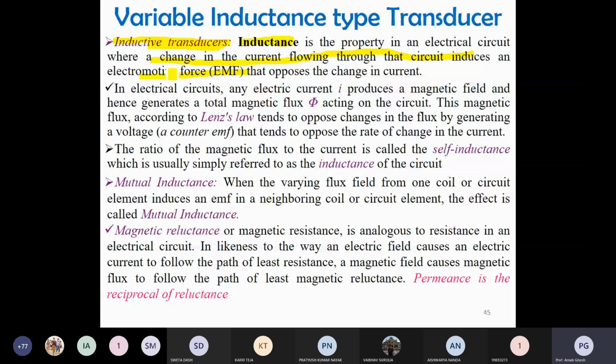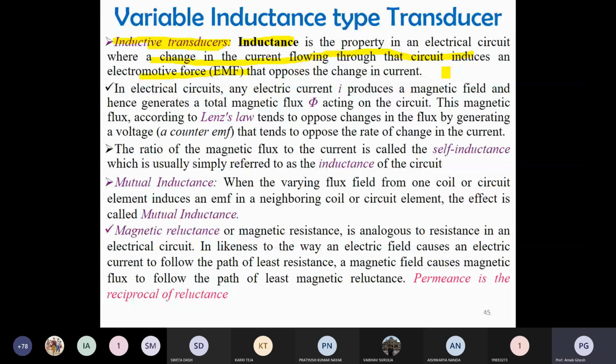But the amplitude of the EMF developed is very small, so it is not always possible to measure it directly through a voltmeter. Some amplification is required, and after amplification you are able to measure it. So in this transducer you use that phenomenon to measure the EMF.